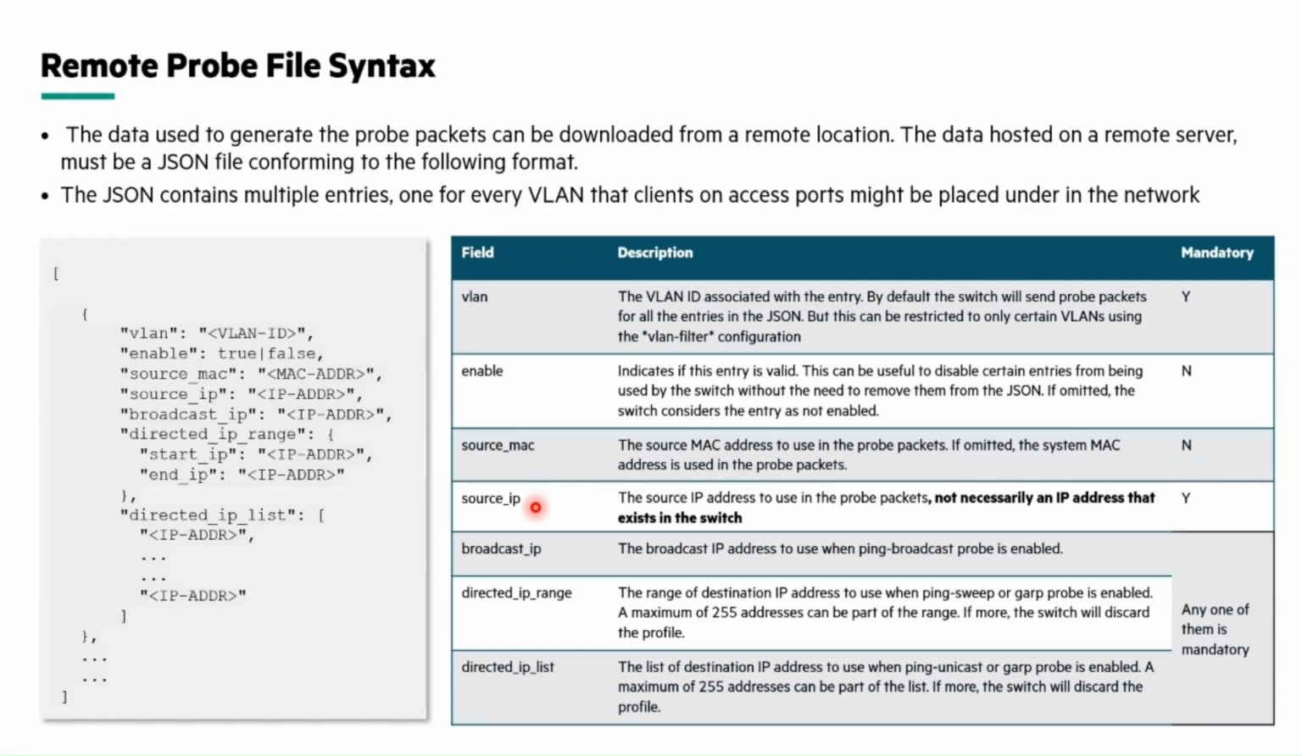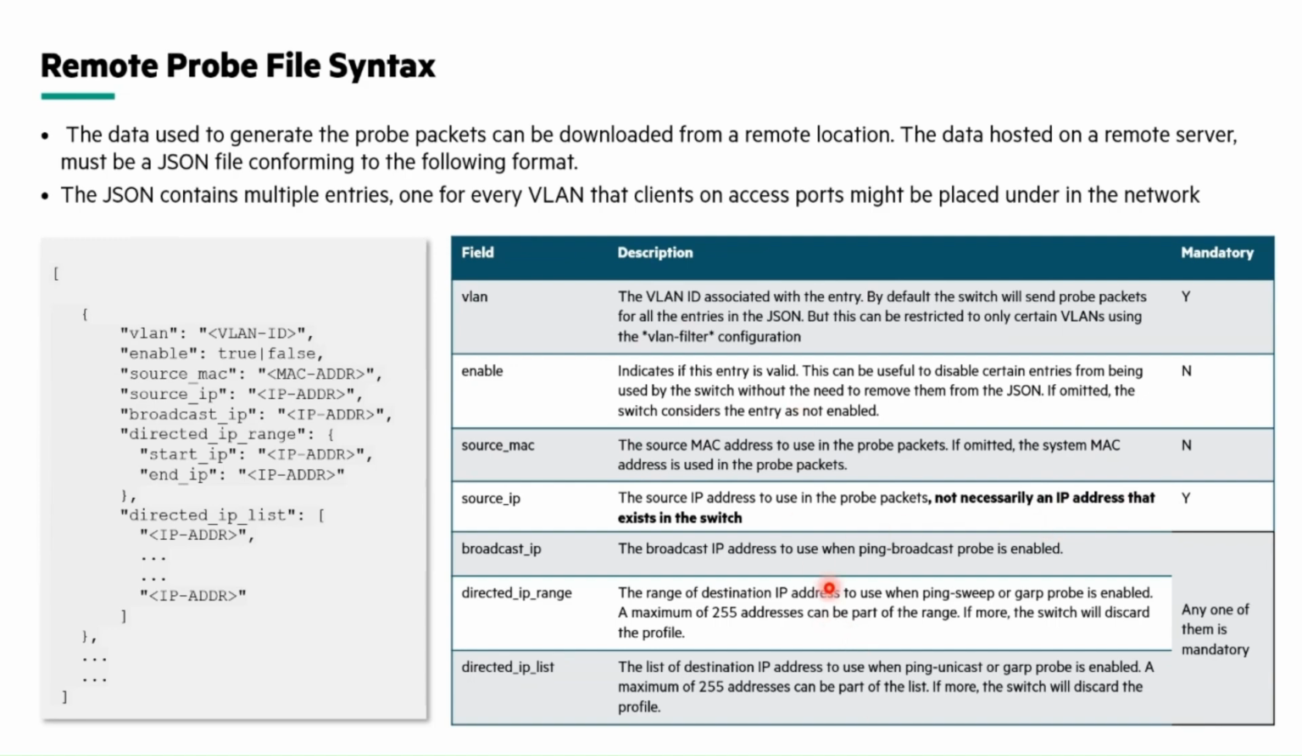And the main attribute is the source IP. You have to configure the source IP to be used in the probe packets. And one major advantage is it is not an IP that should exist in the switch. It is the probe packets generated by the switch. So whatever IP is configured in this probe profile will be used. And it is one of the mandatory attributes here.